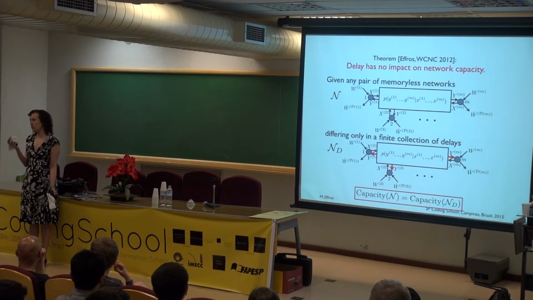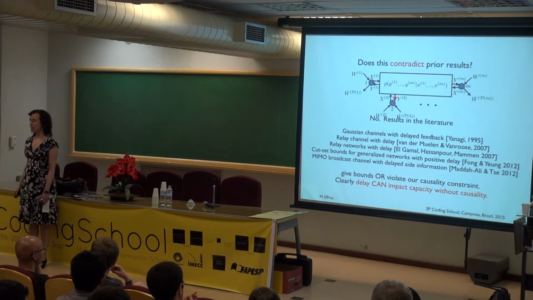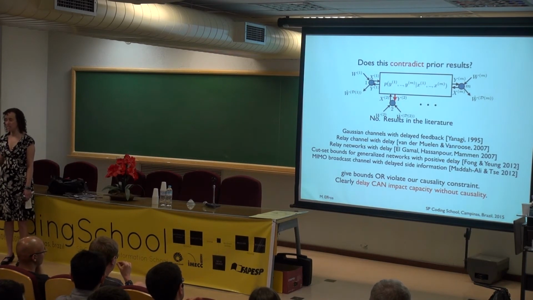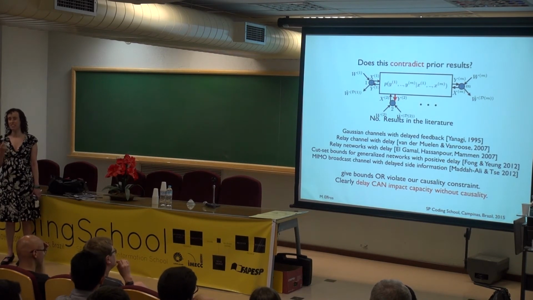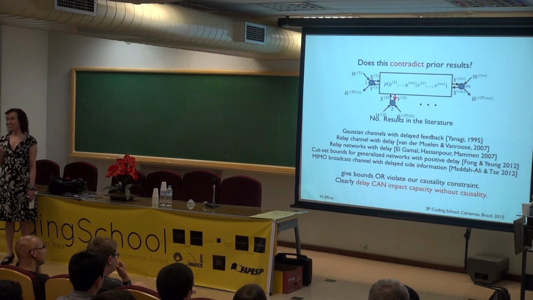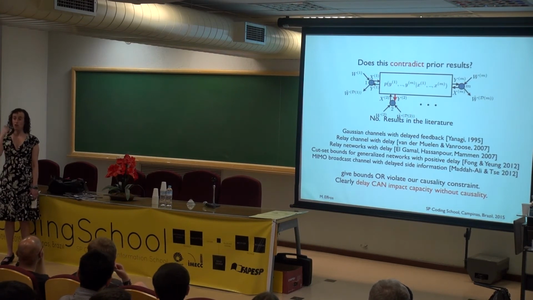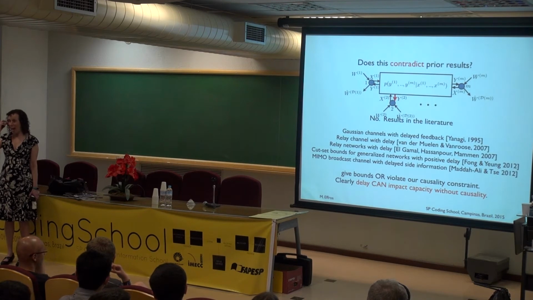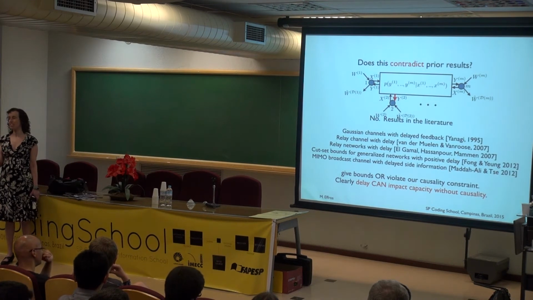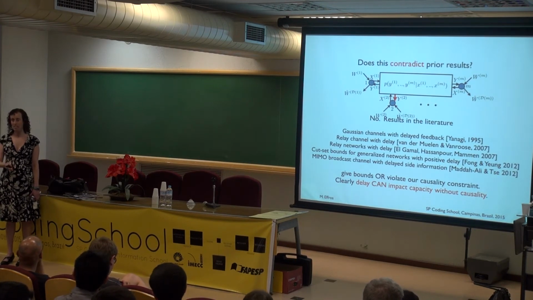Now you might be asking yourself, okay, how is it possible that this result is true when there are all these other pieces of evidence that suggest that delay does decrease the capacity? And the answer is some of these things are bounds, in which case the bounds are loose, as proven by this result. In other cases, they violated the causality constraint. And if you violate causality, it's pretty clear that delay is going to have a huge impact on capacity. I mean, if I can know what is going to come out of the channel as a function of what I myself am transmitting at that instant in time, it's very easy to construct examples where that knowledge is huge. It makes your capacity very large, and without that knowledge, your capacity is much smaller.